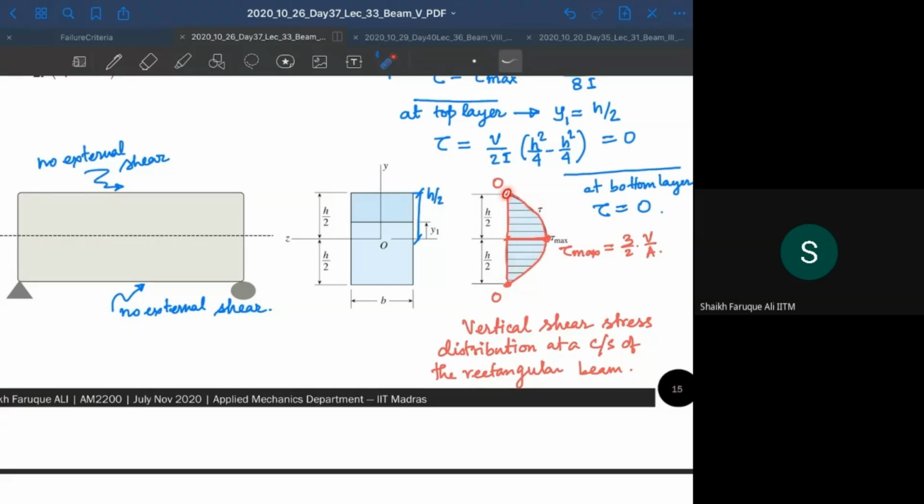So it is 0 here, it is 0 here, and maximum at the center, at the neutral axis, not center, maximum at the neutral axis, and it is varied parabolically, square parabola. So it's going to be like this.